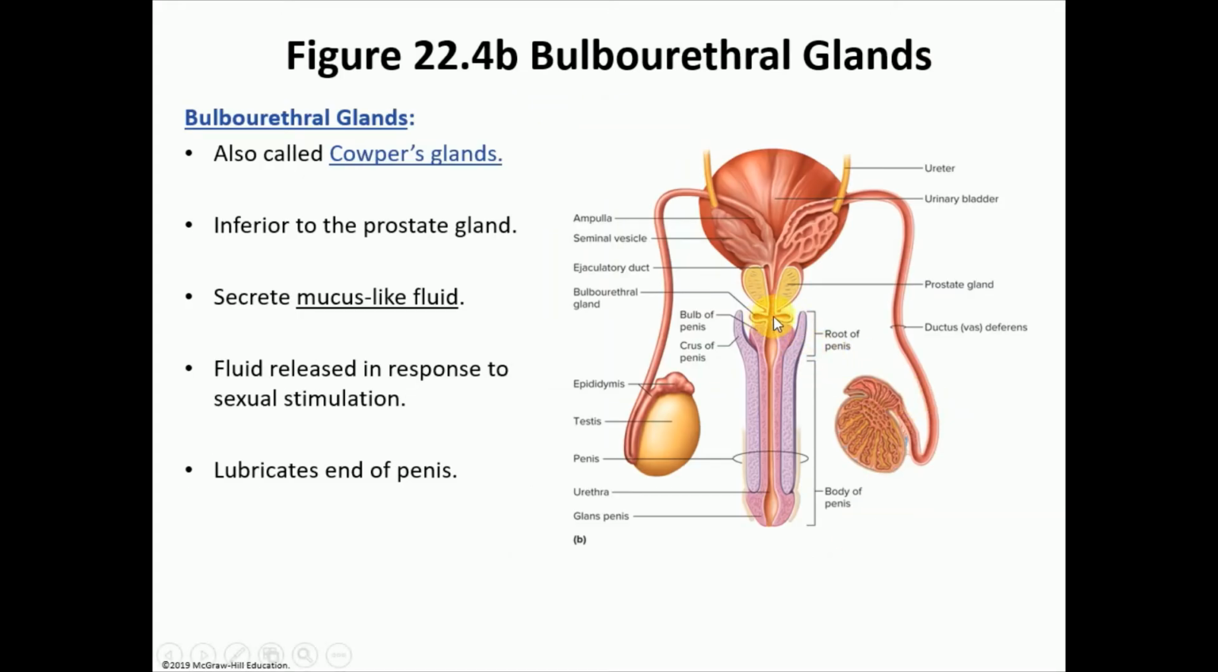Moving on to the bulbourethral glands. These are very small glands. They're called the Cowper's glands. They're found inferior to the prostate, and they produce a mucus-like fluid. They're stimulated by sexual stimulation, and they help in the lubrication process. They lubricate the end of the penis.